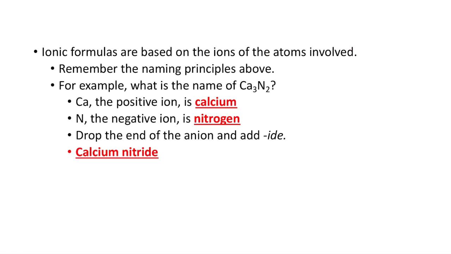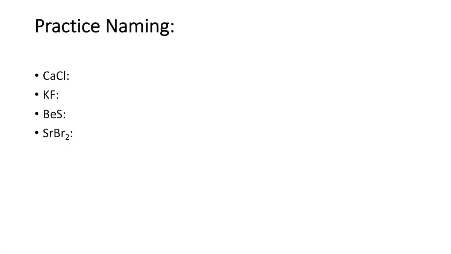This is nitrogen. But it's not calcium nitrogen. We need to change and add the ending IDE. So this ogen becomes ide. So calcium nitride. Okay, really make sure you understand this. It's super important. Okay, so let's practice here. I will do one and then you can go through and practice the rest.